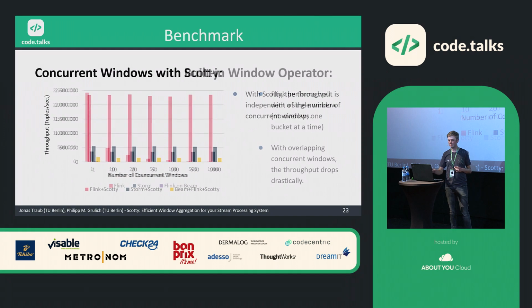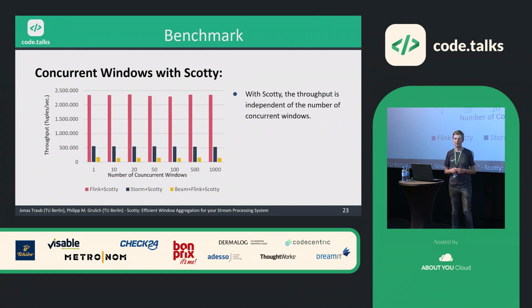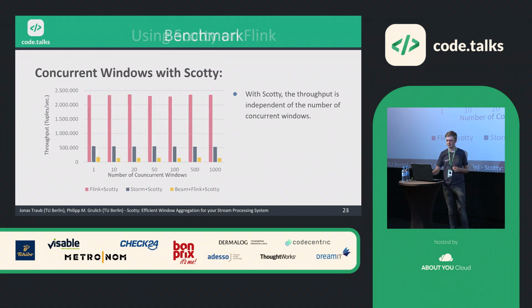When we now introduce Scotty, we see that first of all, the throughput of all systems is independent of the number of concurrent windows. Okay, we wanted to achieve this. But also the throughput of Storm and Beam is now much higher because we can share these pre-aggregates and have a much more efficient solution.